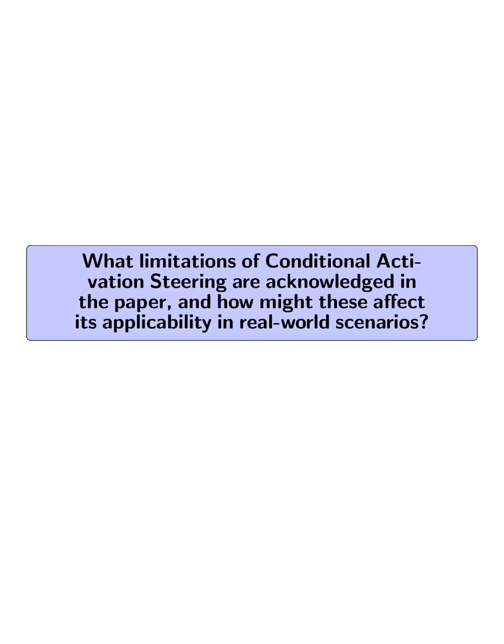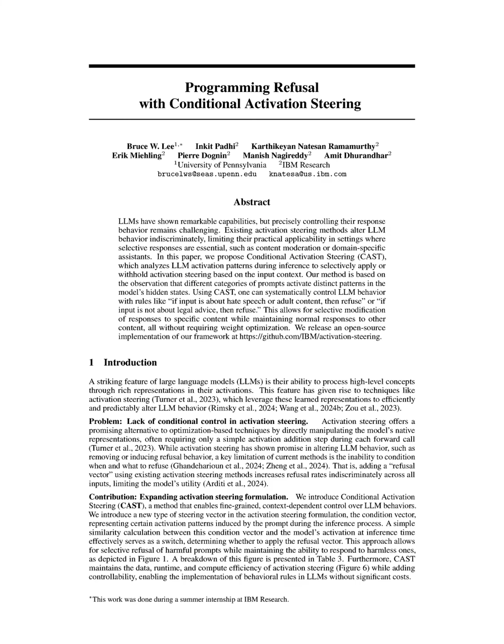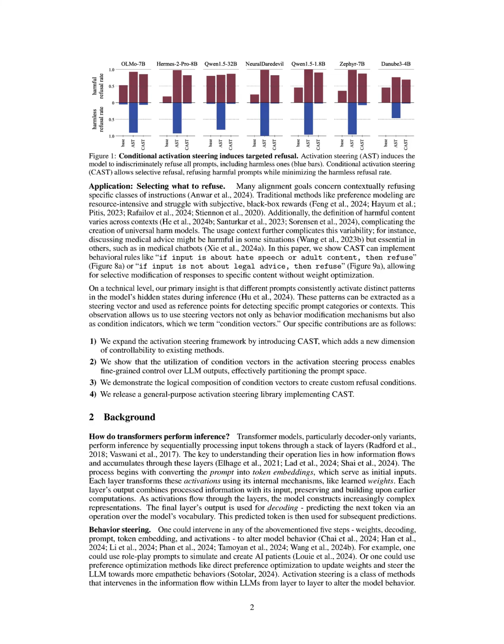What limitations of conditional activation steering are acknowledged in the paper, and how might these affect its applicability in real-world scenarios? The paper acknowledges several limitations of conditional activation steering, CAST. Firstly, while CAST allows for selective refusal of harmful prompts, it may not fully address the variability in harmful content across different contexts, which complicates the creation of universal harm models.